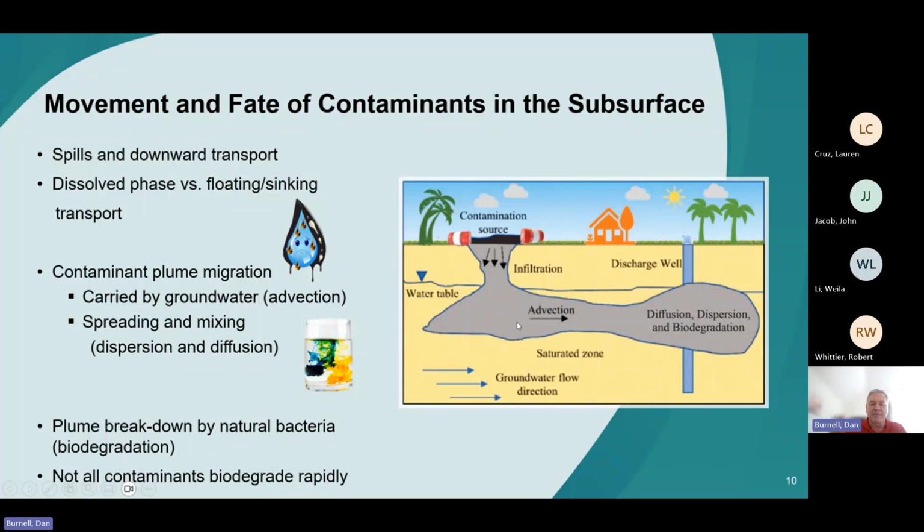But a very important mechanism that occurs for some chemicals in groundwater is biodegradation, and it can remove the chemicals from groundwater, but some chemicals may degrade more slowly than others.